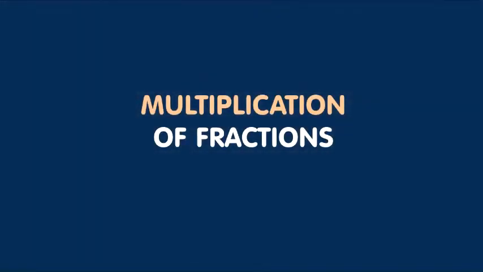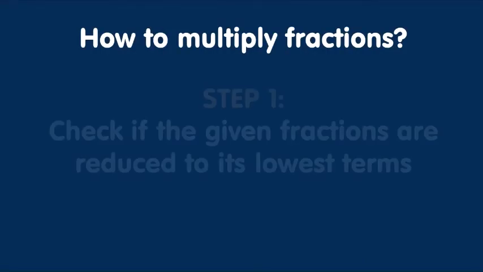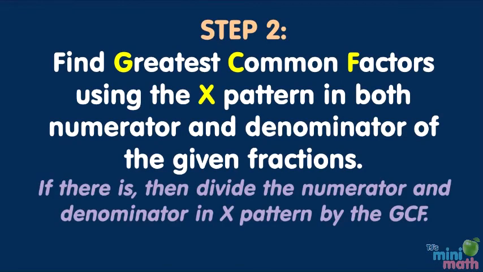Today, we are going to learn about multiplication of fractions. How do we multiply fractions? Okay, step 1. Check if the given fractions are reduced to its lowest terms. Step 2. Find the greatest common factors using the X pattern in both numerator and denominator of the given fractions. If there is, then divide the numerator and denominator in X pattern by the GCF.